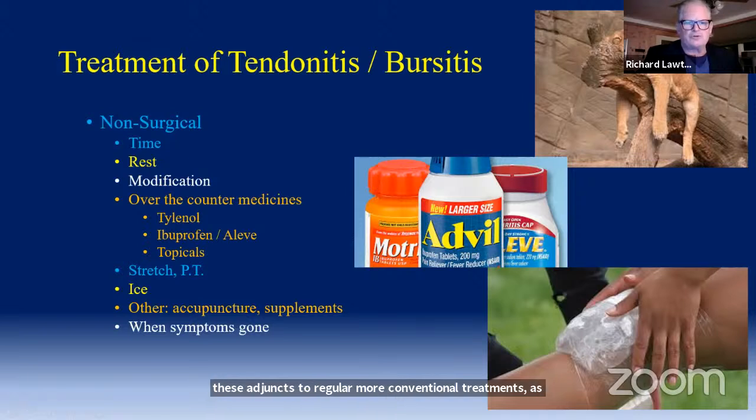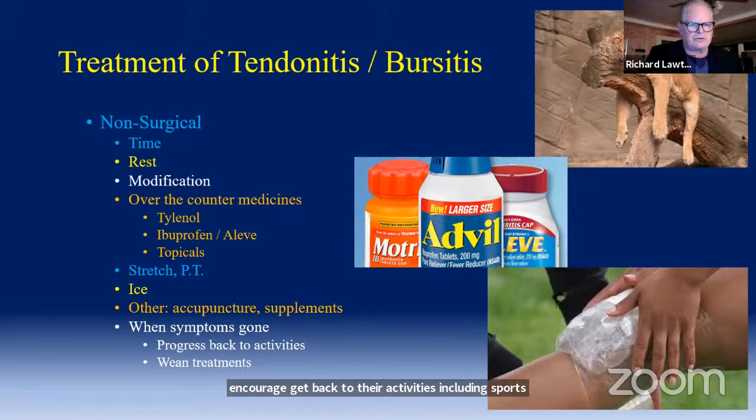As the symptoms start to improve, the patient is usually encouraged to get back to their activities, including sports and other vigorous outdoor activities that they're interested in. And then as your symptoms tolerate return to activities, then you can get off the medications and any other treatments that you've used to get over the acute symptoms.